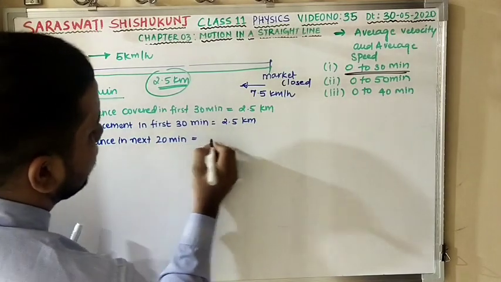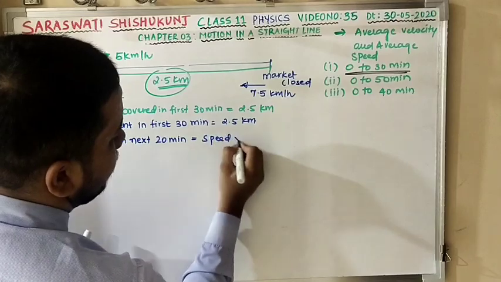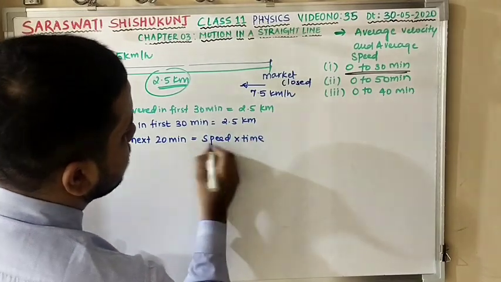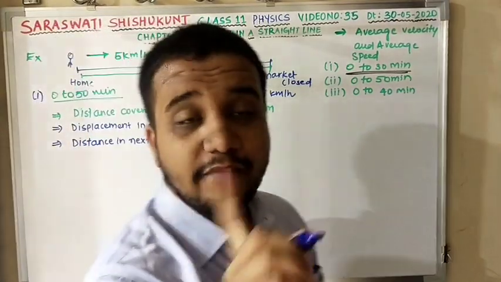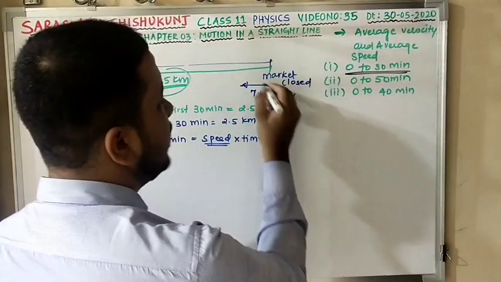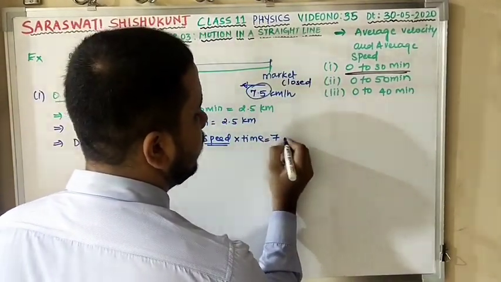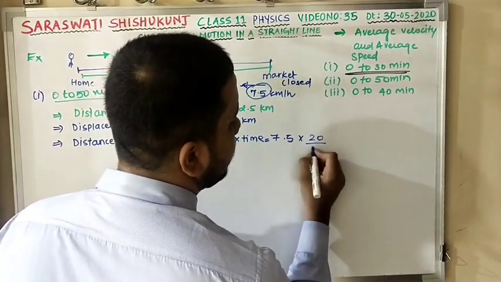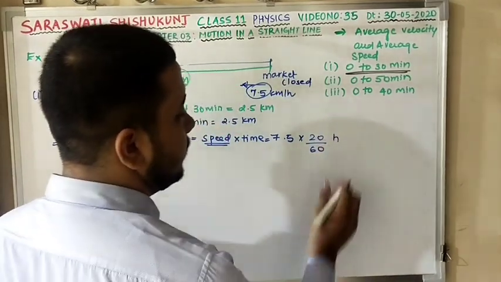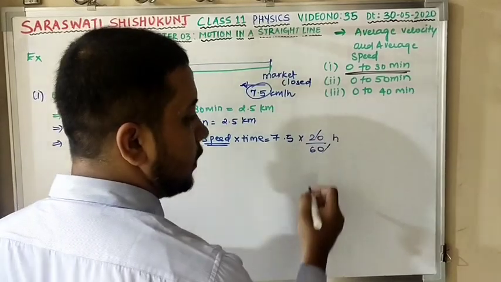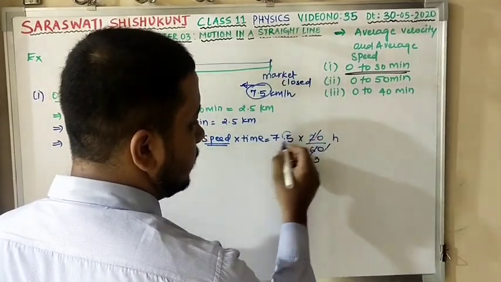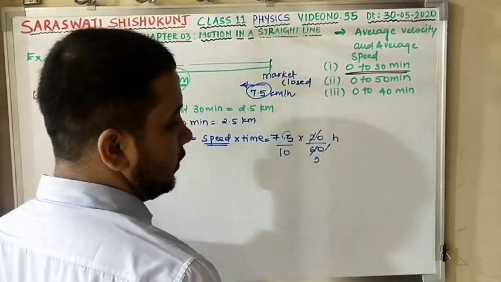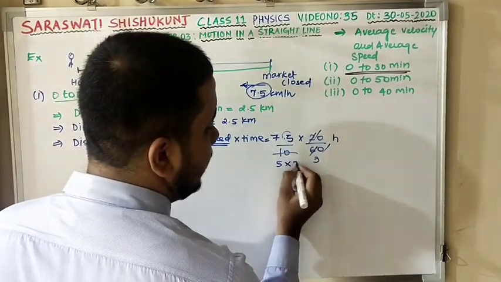Next one, the distance formula is what? Speed into time. Yes or no? Remember, the speed has changed over here, that is 7.5 kilometers per hour into what is time? 20 minutes, so 20 by 60 hours. Yes or no? So 0 0 cut, 2 3s are, this I am sending 10 down. Clear? This is 5 2s are 10.